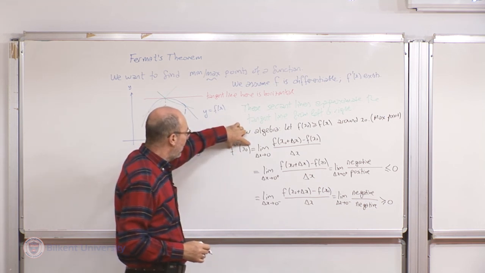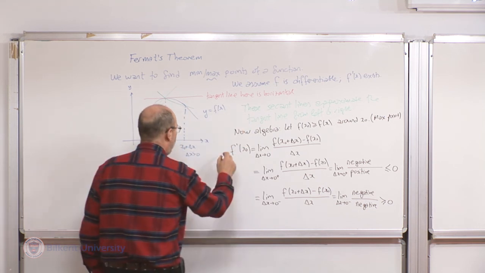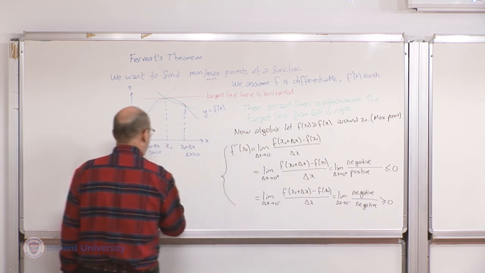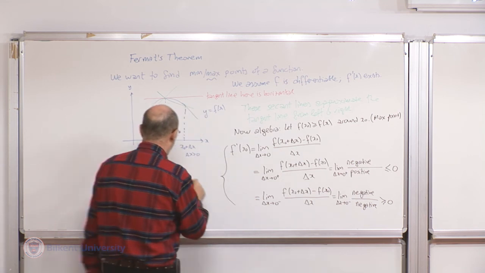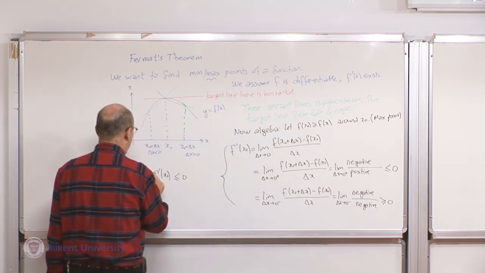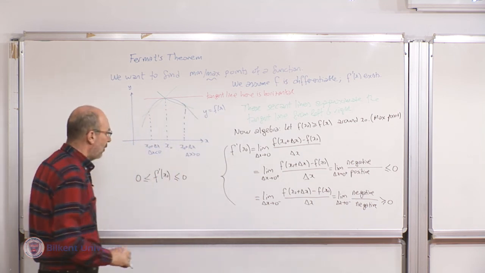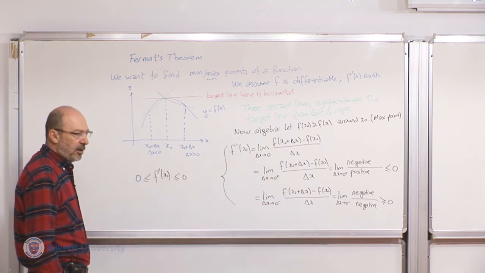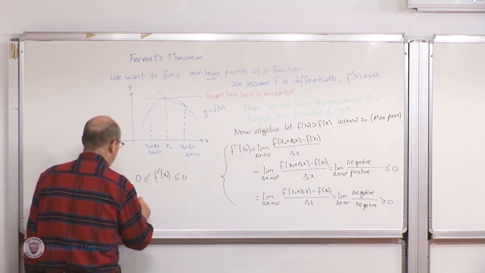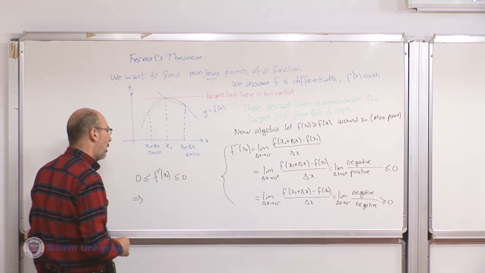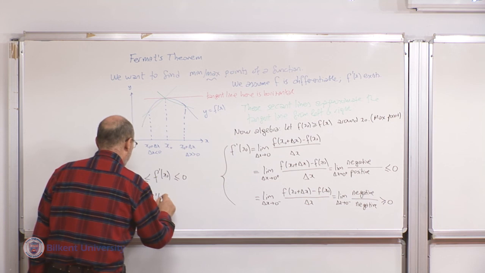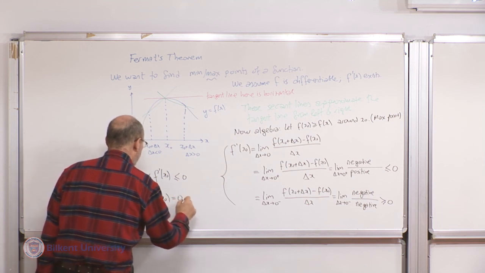Okay, so what we found is this one. We found from here that f prime x sub 0 is less than or equal to 0, but also larger than or equal to 0. Therefore, our geometric expectation is confirmed by the algebraic method. f prime x sub 0 is 0.